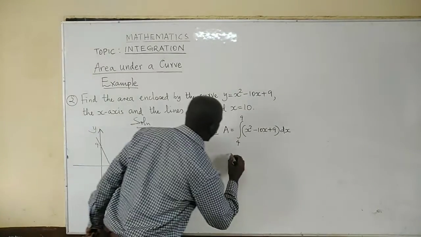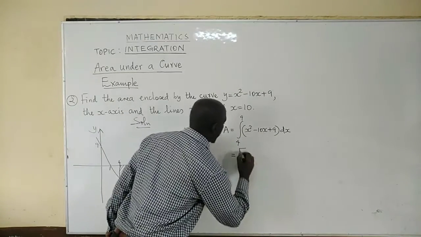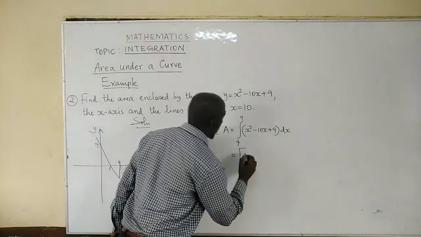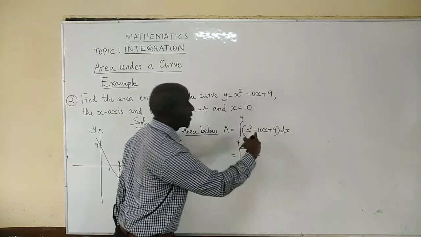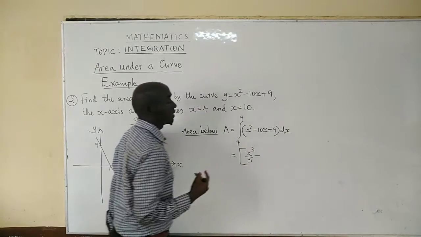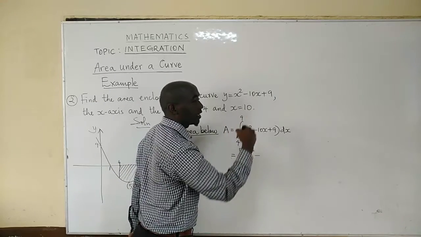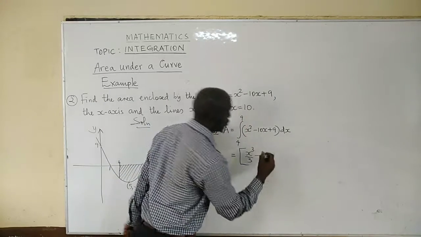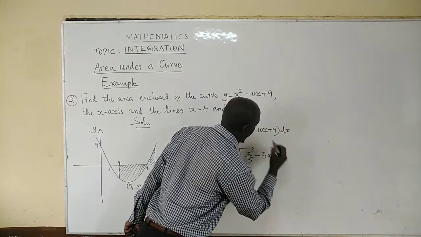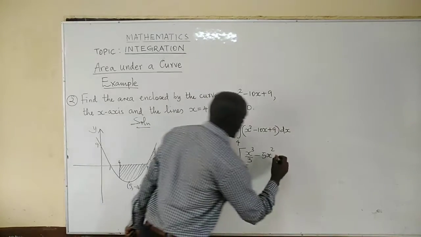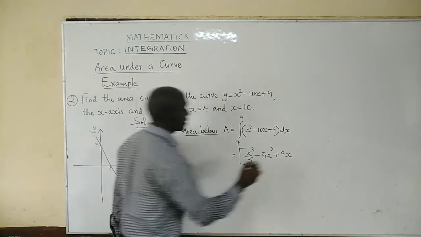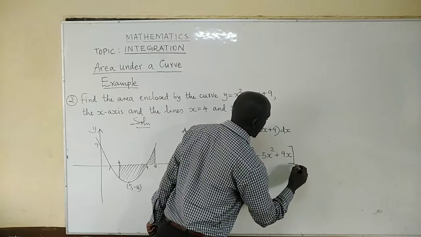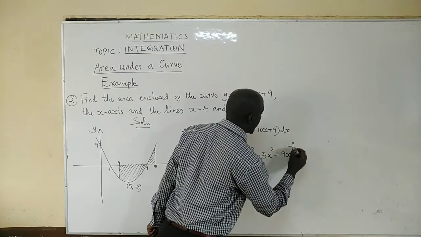Let us do that, my dear learner. What do we get? Let us integrate. X squared, we will get x to the power 3 over 3, minus 10x becomes 10x squared over 2, which if you cancel, you get 5x squared. Then plus 9x, if you integrate 9, you will get 9x. Then put that in square brackets, insert the limits 4 and 9.